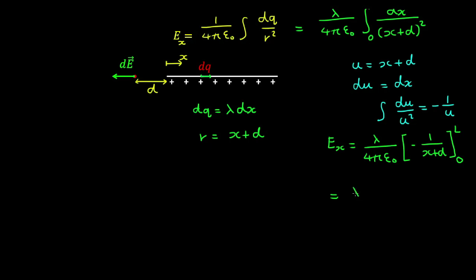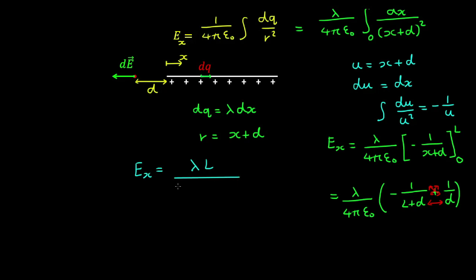So what we get is lambda on 4 pi epsilon naught, minus 1 on L plus d. Then minus minus is a plus 1 on d. So you multiply the cross terms and add them together and divide by the product of the denominator. So that's going to give you the following result, being the linear charge density by L on 4 pi epsilon naught, d by L plus d.